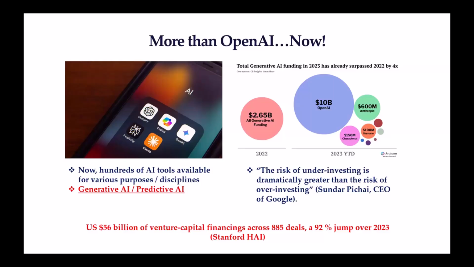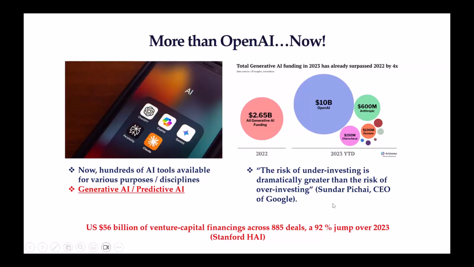OpenAI got $10 billion investment from investors like Microsoft. And then you can see a lot of others, like Anthropic. So you can see a lot of investment coming into these Gen AI companies. Sundar Pichai, CEO of Google, actually mentioned that the risk of under-investing is dramatically greater than the risk of over-investing. So more and more money is being put in to develop and advance generative AI. And you see the number is increasing right now.